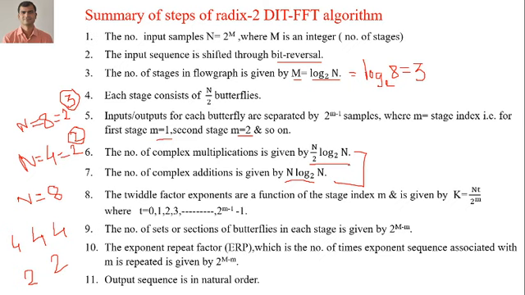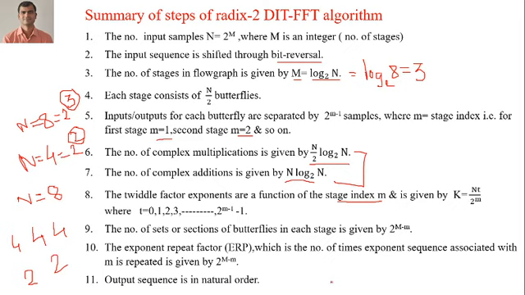Now point number 8 is very important. The twiddle factor exponents, I have told you, after completing each butterfly we need to multiply with twiddle factor exponents. So twiddle factor exponents are applicable for stage 1, stage 2 and stage 3. Twiddle factor exponents are a function of stage index, and it is given by k equals Nt by 2 raised to m.